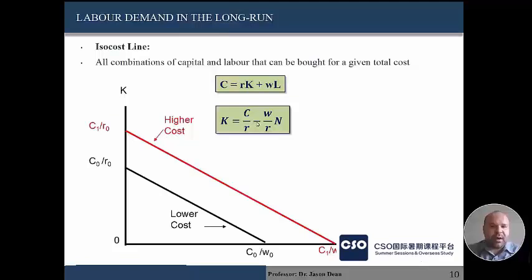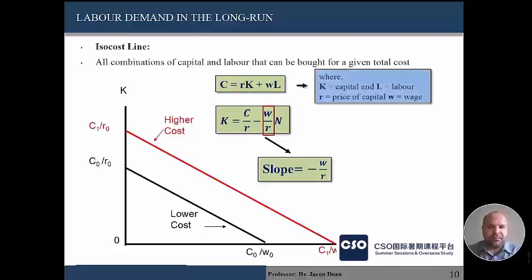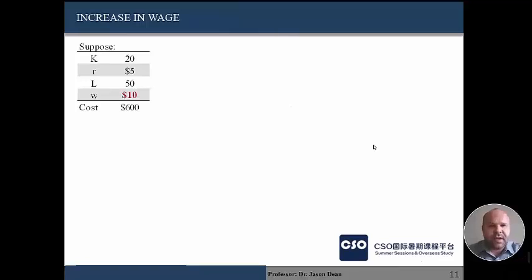And then we have minus this term in front of labor. And so we know this is the slope, which is wage over the rental rate of capital. So the slope is equal to negative W over R. That's the ratio of wages, the price of labor, to the price of capital. Okay, so let's see what happens to the ISO cost curve if there is an increase in the wage.